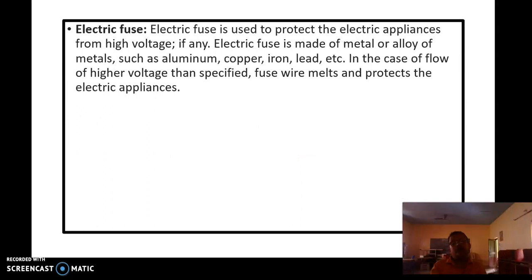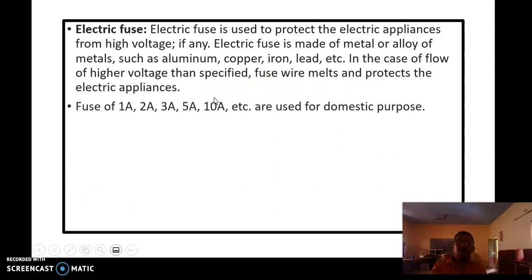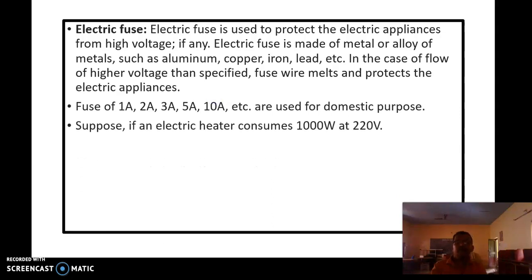Electric fuse is used to protect electric appliances from high voltage. The fuse is made of a metal or an alloy of metals such as aluminum, copper, iron, lead, etc. Because in case of high voltage, the specified fuse melts and protects the electric appliances. Fuses of 1 ampere, 2 ampere, 3 ampere, 5 ampere, 10 ampere, etc. are used for domestic purposes.